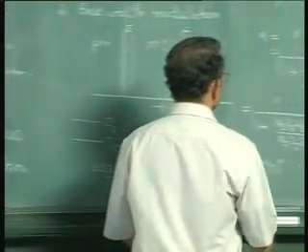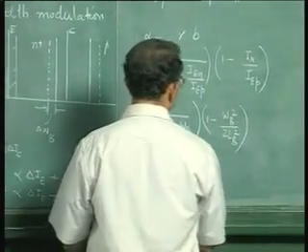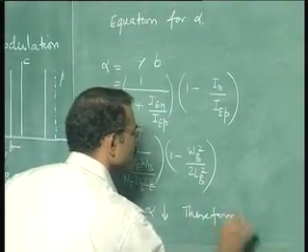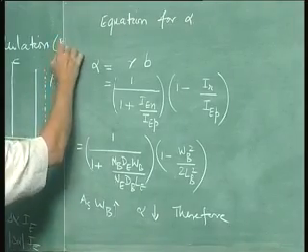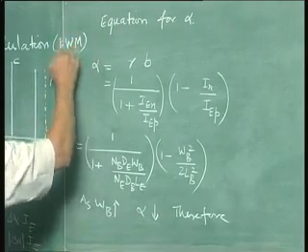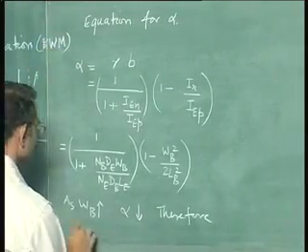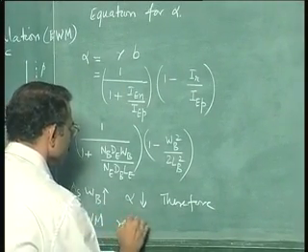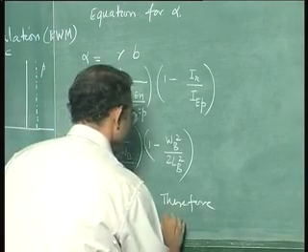So we can write this statement as WB increases, alpha falls. Therefore the base width modulation we will abbreviate as BWM, base width modulation. Therefore BWM reduces amplification.